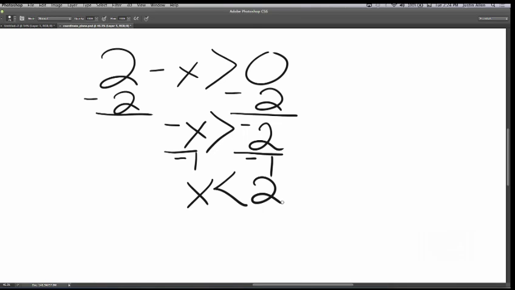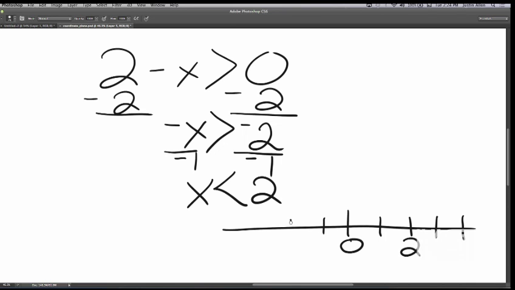Again, if we want to graph this real quick on our number line, I'll just make a little number line here. We have a 0, we have 1, and we're going to have the 2. And x is any value that is less than 2. So that means we're going to do our open circle again, and we're going to shade in all the parts that are to the left of the 2, and that satisfies this inequality.